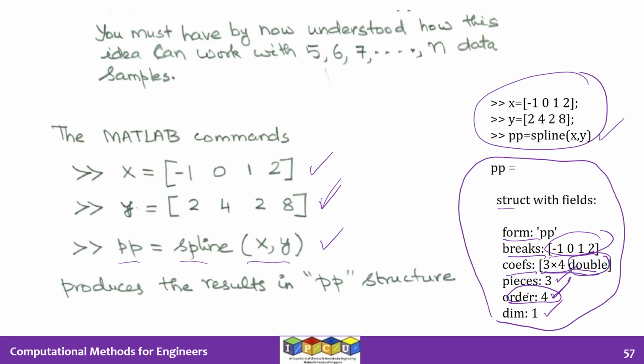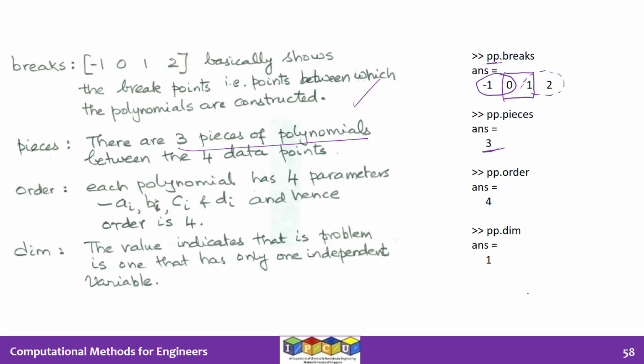So I'm looking at this now. pp.order says 4. Basically, it tells us that each polynomial has 4 parameters. And we know we went for cubic polynomials, and each of them will have 4 parameters. All right, so that is order.